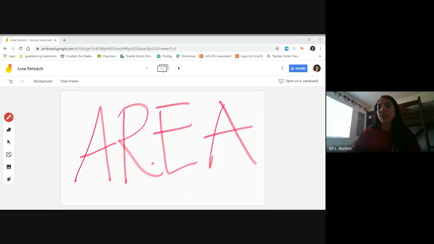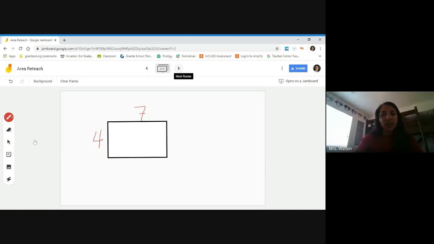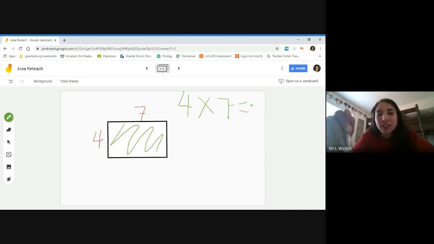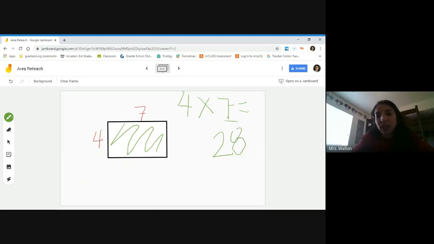Okay, I'm going to reteach about area, specifically levels 3 and 4, which look like this. So area, you're trying to find the inside of your shape. And so in this one, they gave us two sides, 4 and 7, and that's all you need for area. And with area, you're always going to multiply. So in this case, we're going to multiply 4 times 7. Count by fours 7 times, and you get 28. So our area is 28.